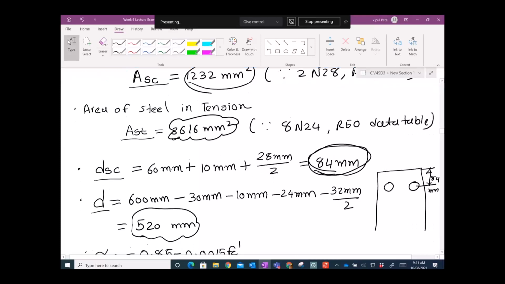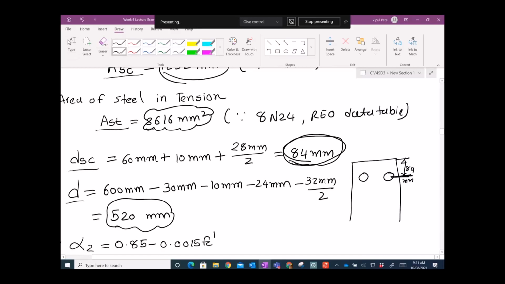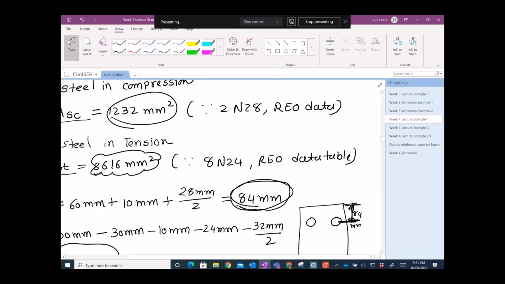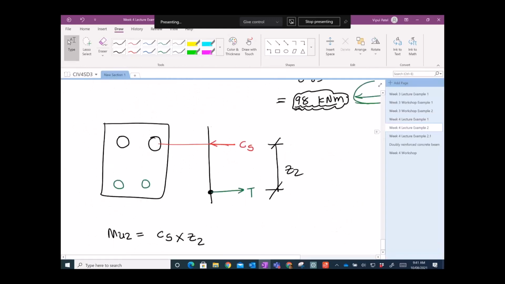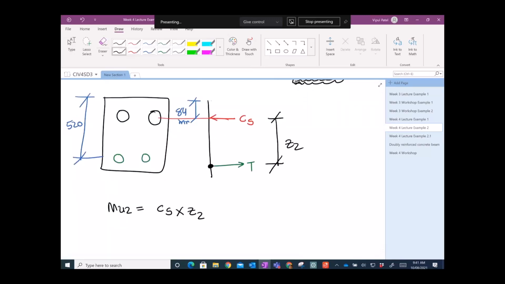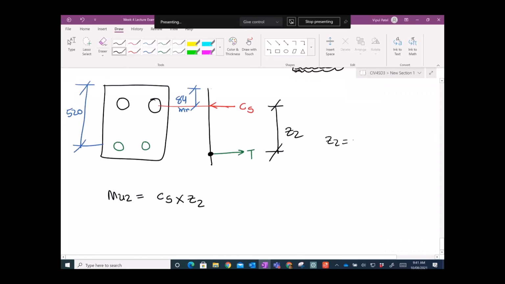If you remember that DSC was 84, top Rio distance 84. I think you remember that from the top cover and bottom cover. This cover basically does not change in the design, they stay as it is. So we know that this distance is 84 millimeters, and we know that this distance D is 520 millimeters, right? So if I want to calculate Z2, it is basically 520 millimeters take away 84 millimeters, you get 436 millimeters.